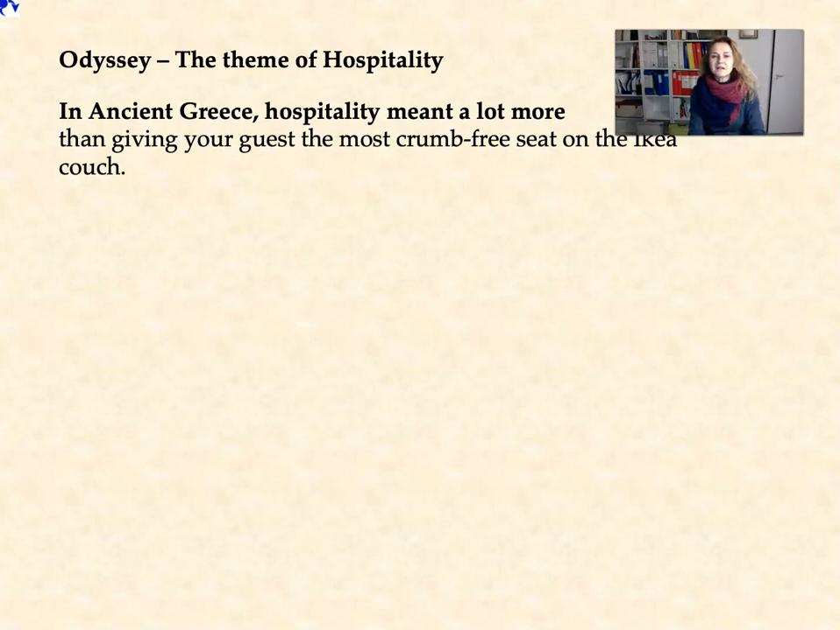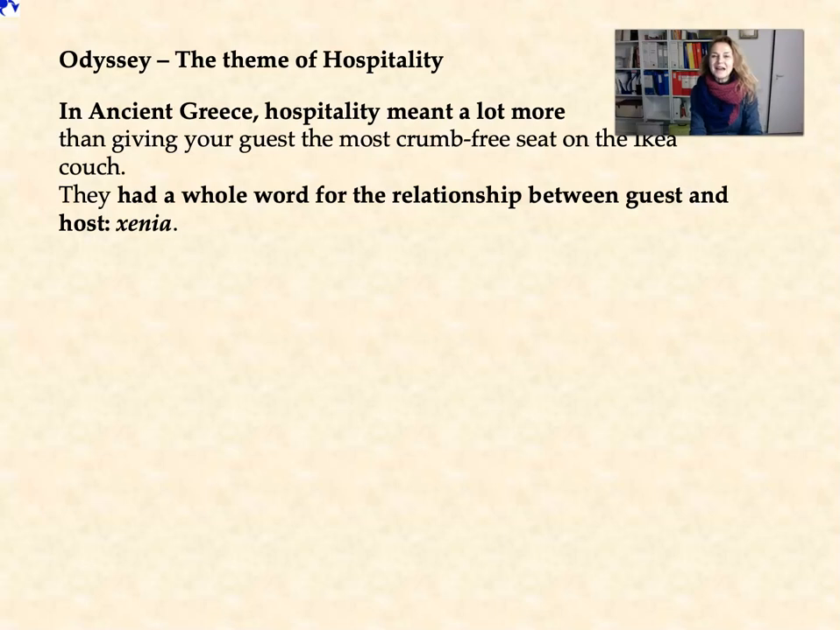In ancient Greece, hospitality meant a lot more than giving a simple seat, as we can do today on an IKEA couch, as I can do at my house. I have an IKEA couch. I don't know about you. But they had an entire word showing the relationship in between guests and host. This is called, with a single word, xenia.